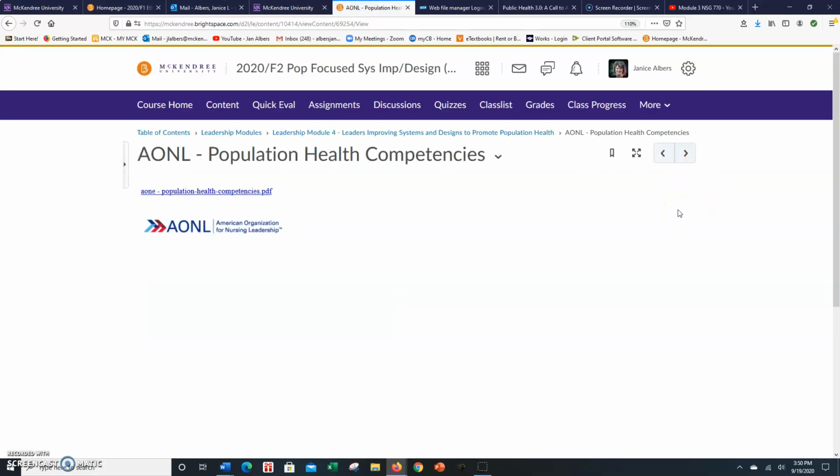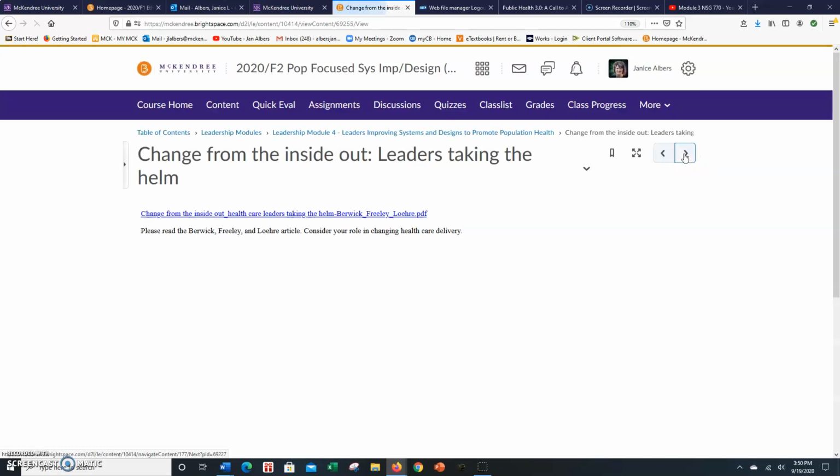And here are the population health competencies. This is something that you will be using in your forum. And again, I hope you find this to be very valuable in examining ways to change how we practice, changing from the inside out, and having leaders really take the helm in moving forward in some of the changes that are necessary to re-envision and be the change in healthcare.